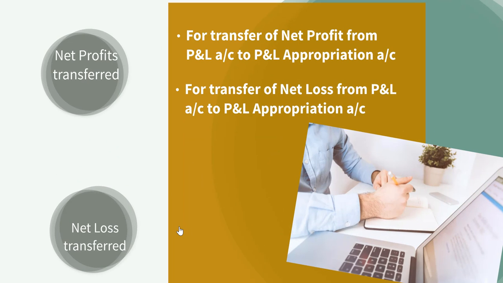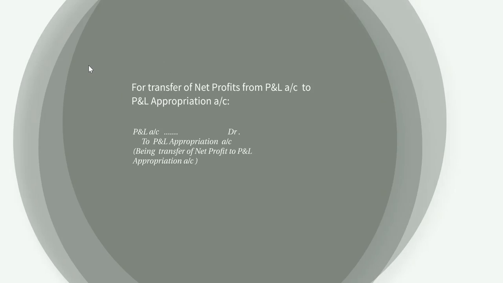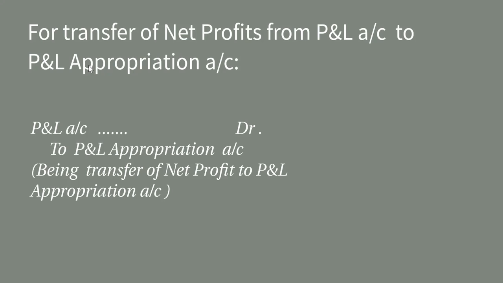Next, for transfer of net profit from the profit and loss account to the profit and loss appropriation account, the net profits have to be brought down to the credit side of the profit and loss appropriation account by passing the journal entry: profit and loss account debit to the profit and loss appropriation account.